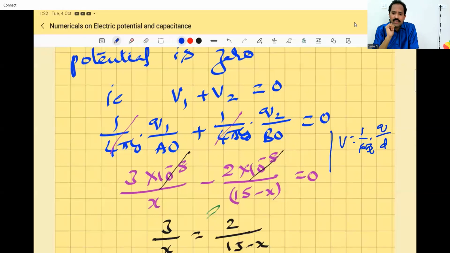What is the Q1 value? 3 into 10 power minus 8 coulomb. Sorry, 3 into 10 power minus 8 divided by what is AO? X it is taken. Next, minus 2 into 10 power minus 8 divided by what is BO? 15 minus X, is equal to 0.